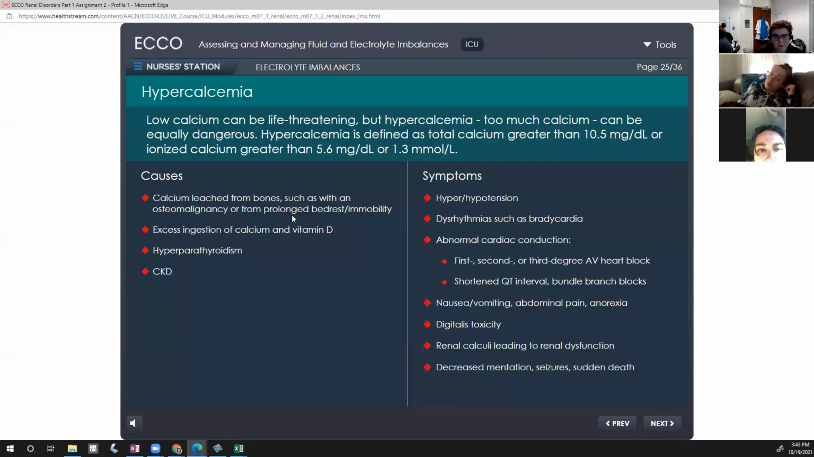You've got high calcium, so it's leaching from the bones. Big for our patients here, at least at Leahy, prolonged bed rest and immobility causes leaching of calcium from the bones. Hyperparathyroid and chronic kidney disease. So those patients you'll actually see some sort of blood pressure abnormality, as well as potentially bradycardia with blocks. If they're taking DIG, which some of our patients still do, you might see DIG toxicity. You're going to see GI symptoms, and the same thing as you would with sodium. You're going to see changes in mentation, seizures, or hopefully not death.